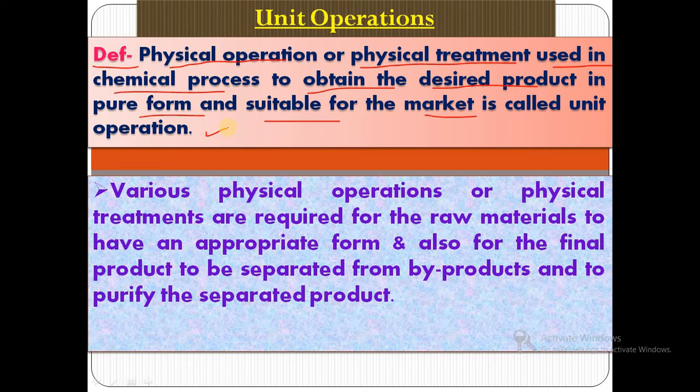Also we have studied that type of unit operations in the previous unit. So in the case of various physical operations, these are the simple physical operations or physical treatments that are required for the raw materials to have an appropriate form, and also for the final product to be separated from byproducts and to purify the separated product. So different types of unit operations will be carried out to purify the product from its impurities.